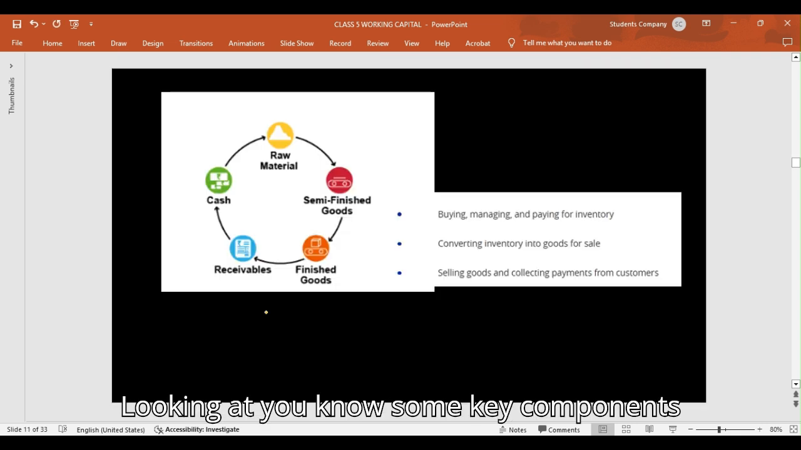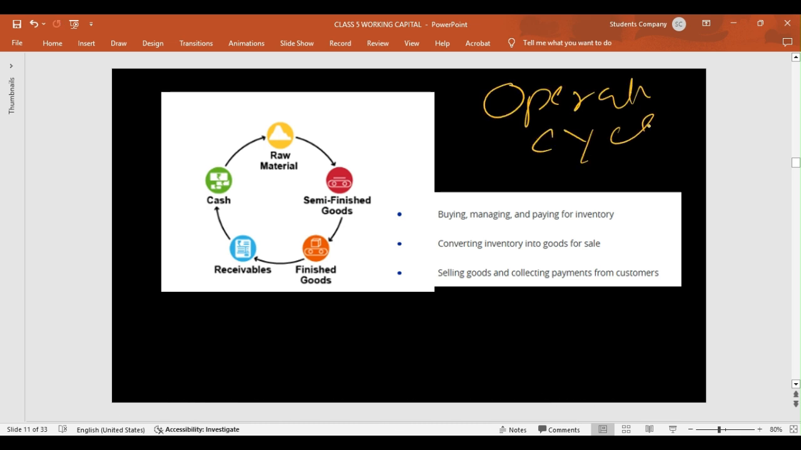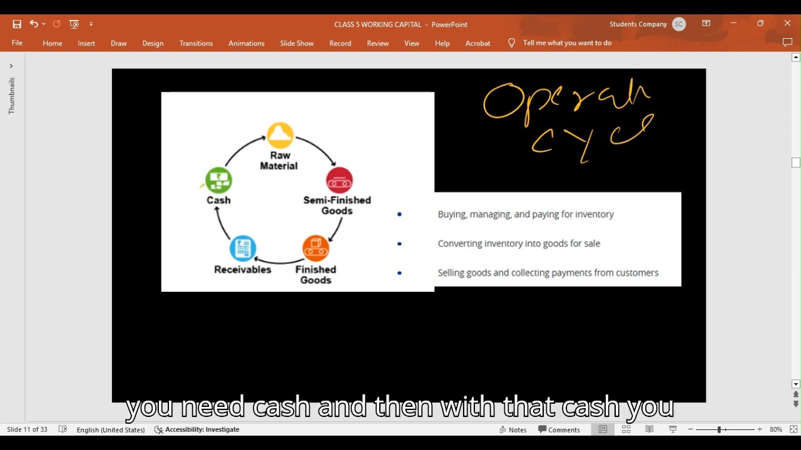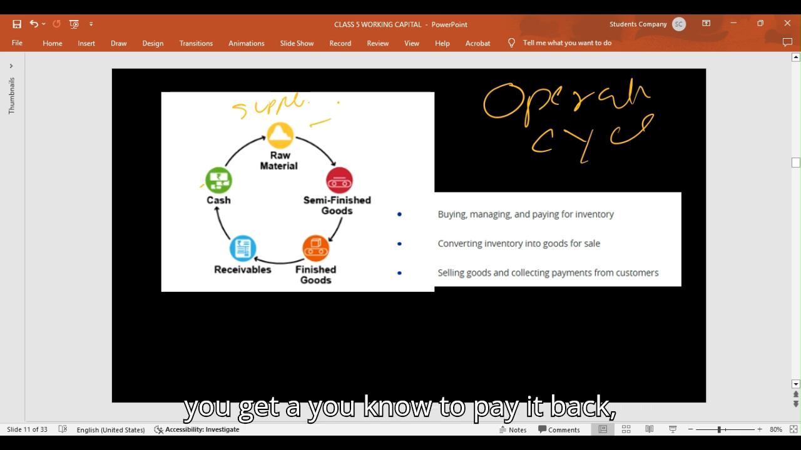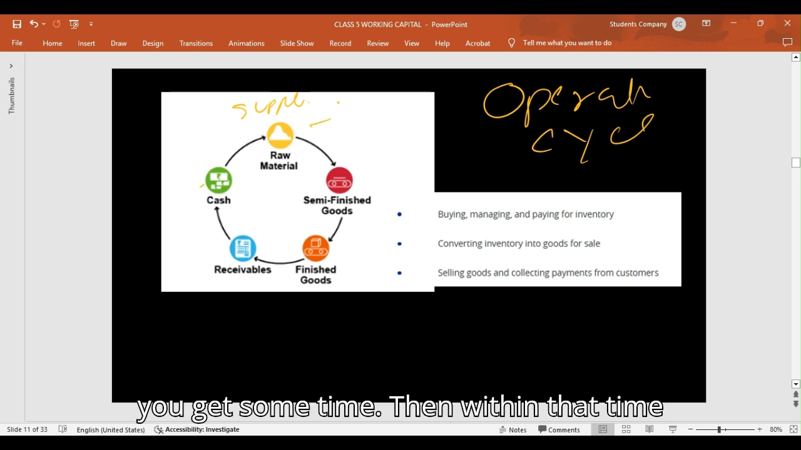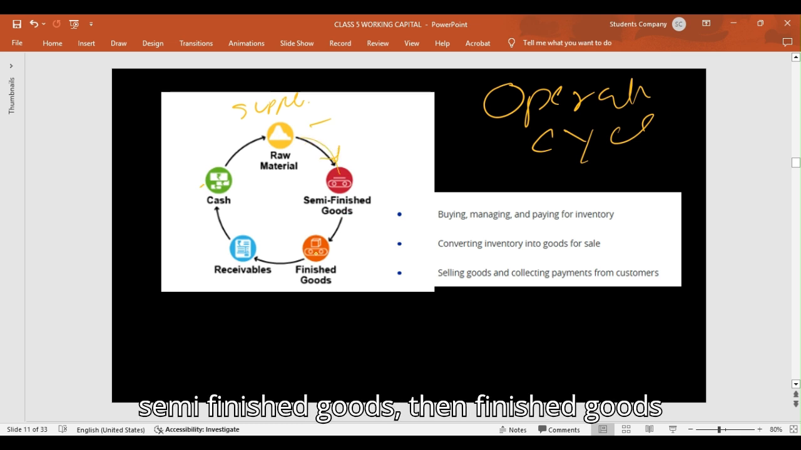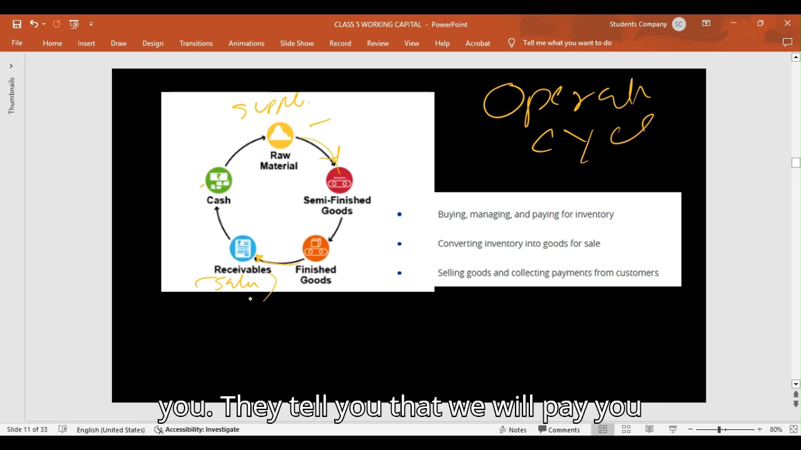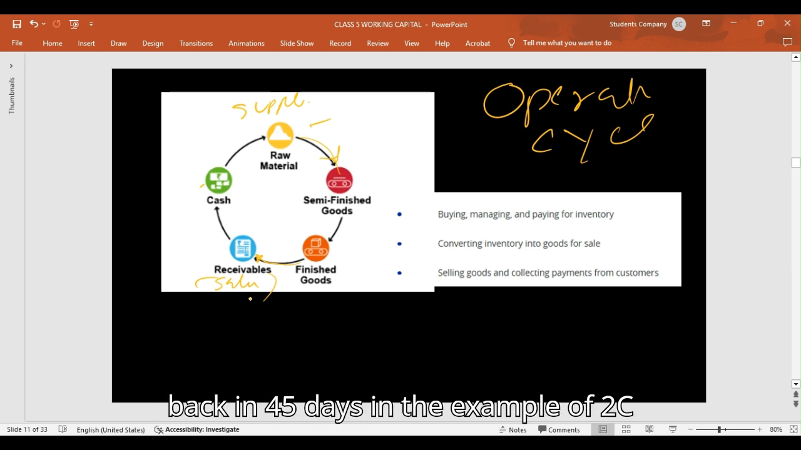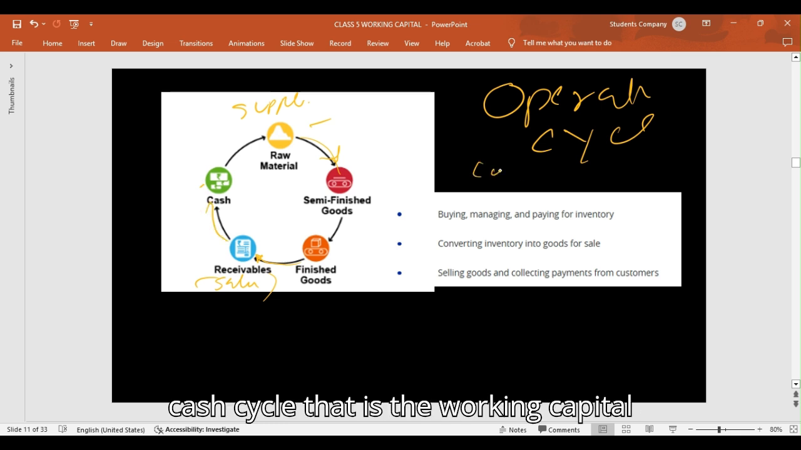Now, looking at some key components of the operating cycle of a business, we know the operating cycle involves first you need cash, and then with that cash you buy raw materials from suppliers, and then you get a term to pay it back. You get some time. Then within that time you process those raw materials, make semi-finished goods, then finished goods, and then finally sell it in the market. Sometimes you get sales as account receivables. You don't get the money again. They negotiate a time period with you. They tell you that we'll pay you back in 45 days, in the example of Stussy. And after 45 days the cash is realized, so it's basically a cash to cash cycle.